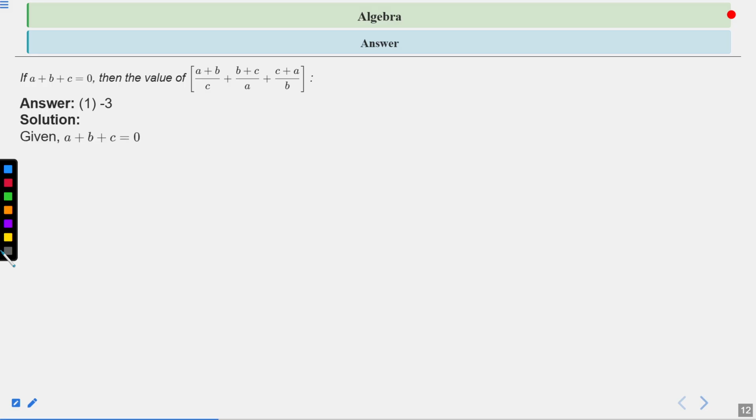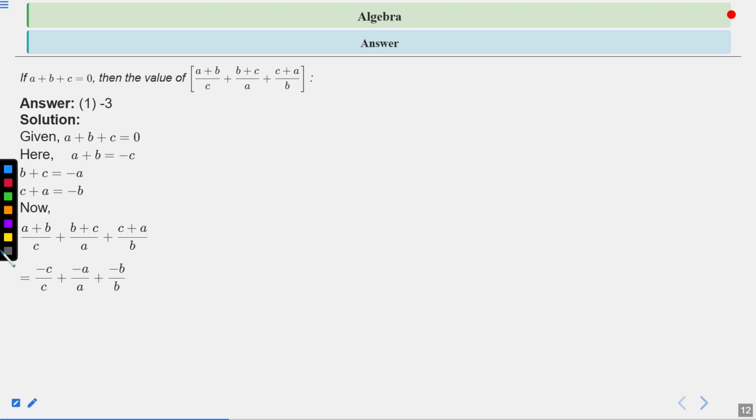So given that a plus b plus c equals 0, we can say that a plus b equals minus c. So b plus c becomes minus a and c plus a becomes minus b. Now, in (a plus b) upon c plus (b plus c) upon a plus (c plus a) upon b, we put the values. So what do we get?